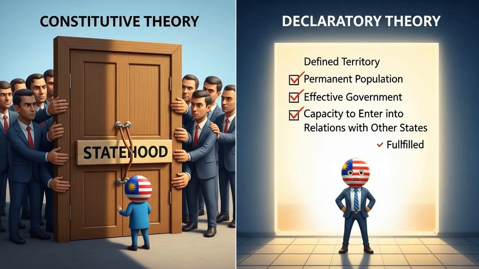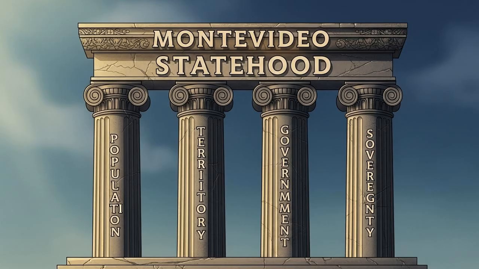In response, the declaratory theory emerged and is now the dominant view. It argues that recognition is just a formal acknowledgement of a reality that already exists. An entity becomes a state when it meets a set of objective criteria, whether other countries have formally said so or not. The most famous list of these criteria comes from Article 1 of the 1933 Montevideo Convention. There are 4 key requirements.